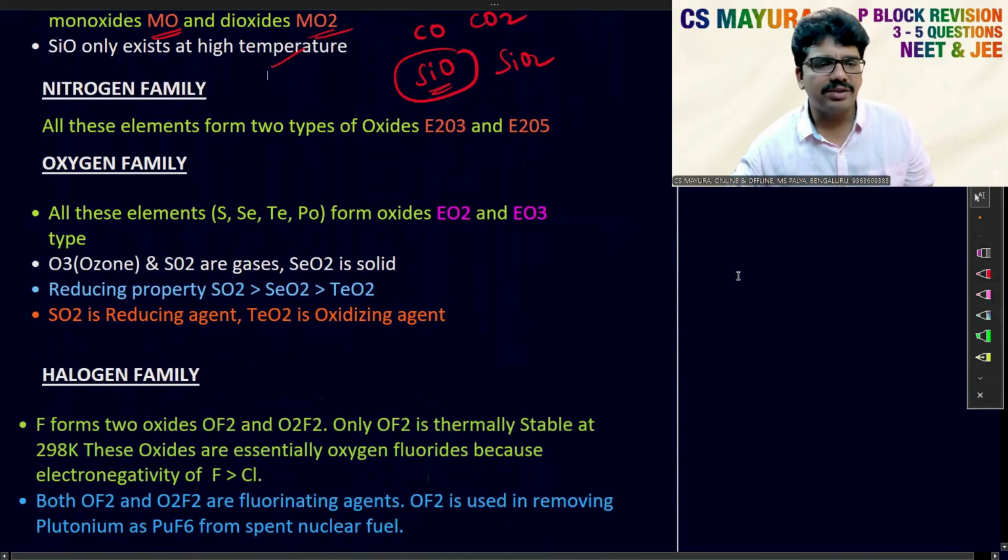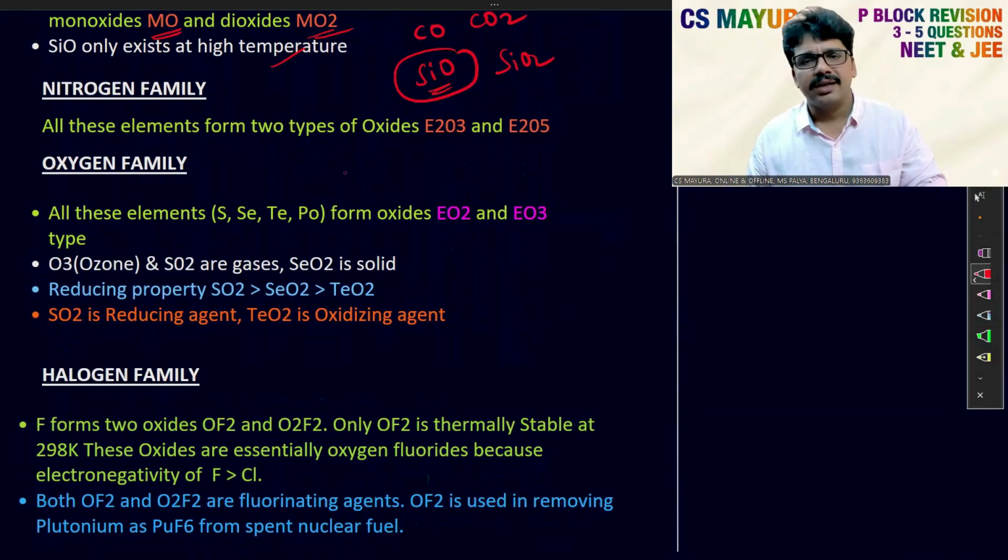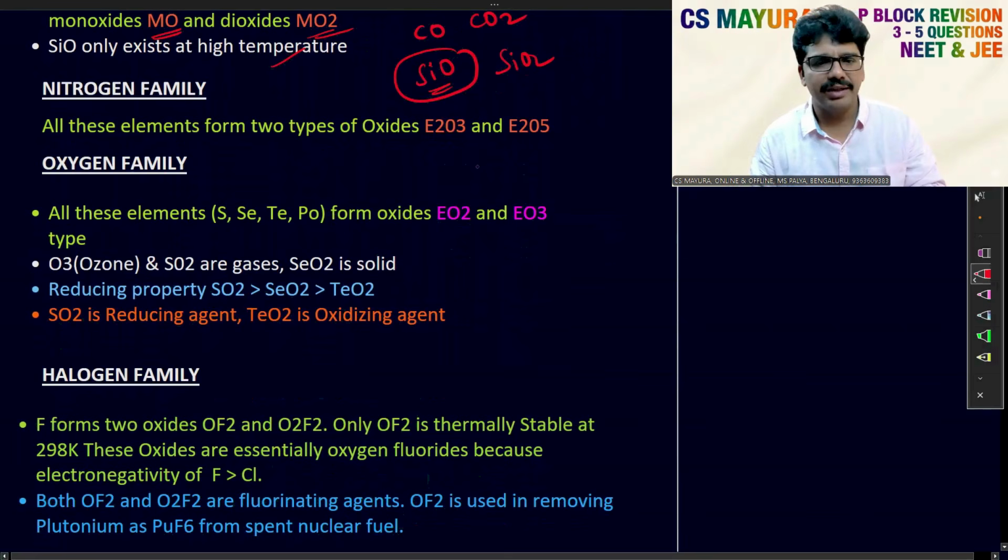Coming to the nitrogen family, the common valency, the common oxidation state, is +3, and the higher oxidation state is +5. So it will give E2O3 and E2O5 types of oxides when heated with oxygen.